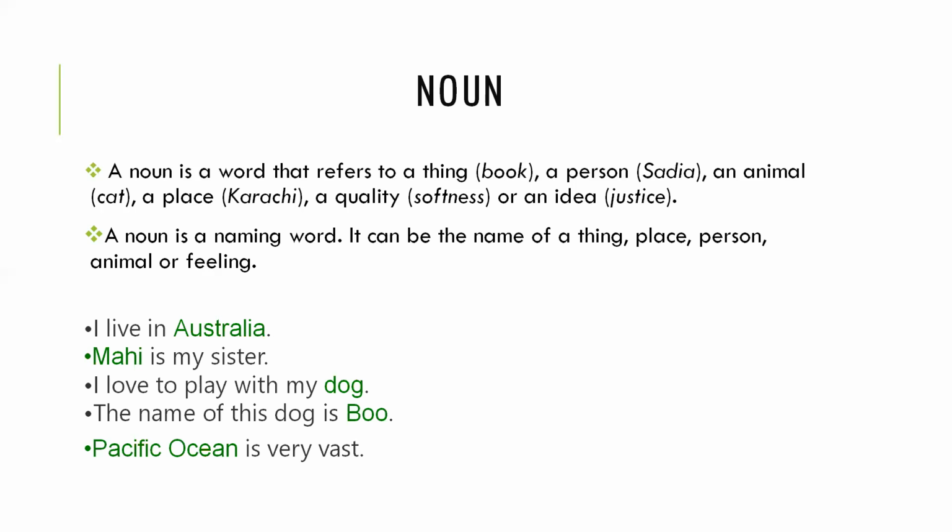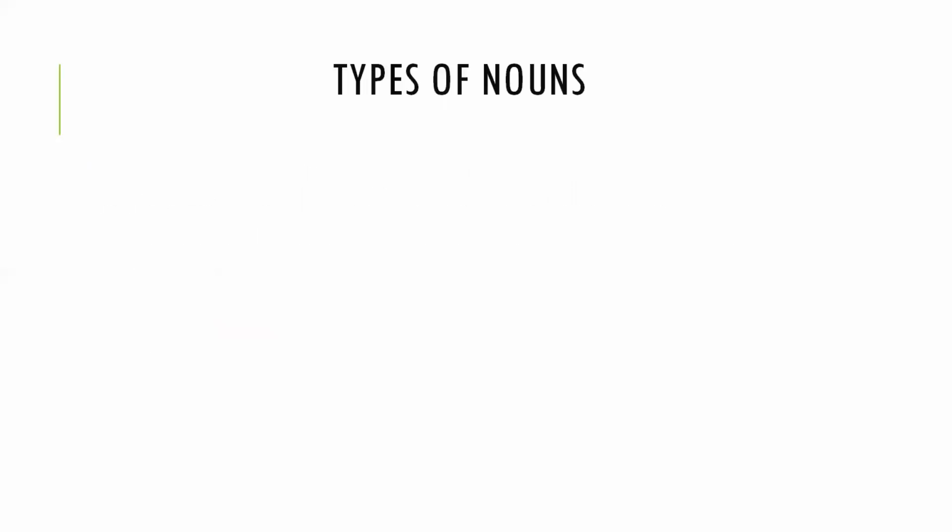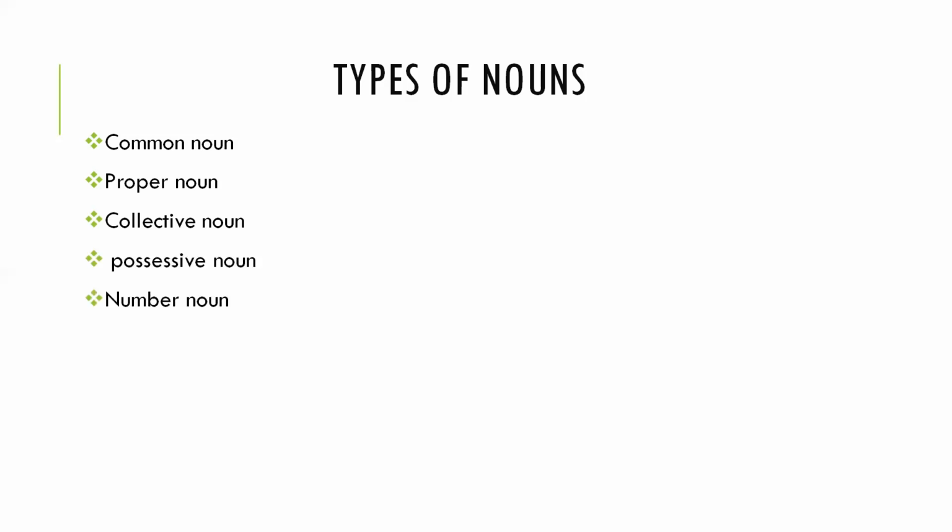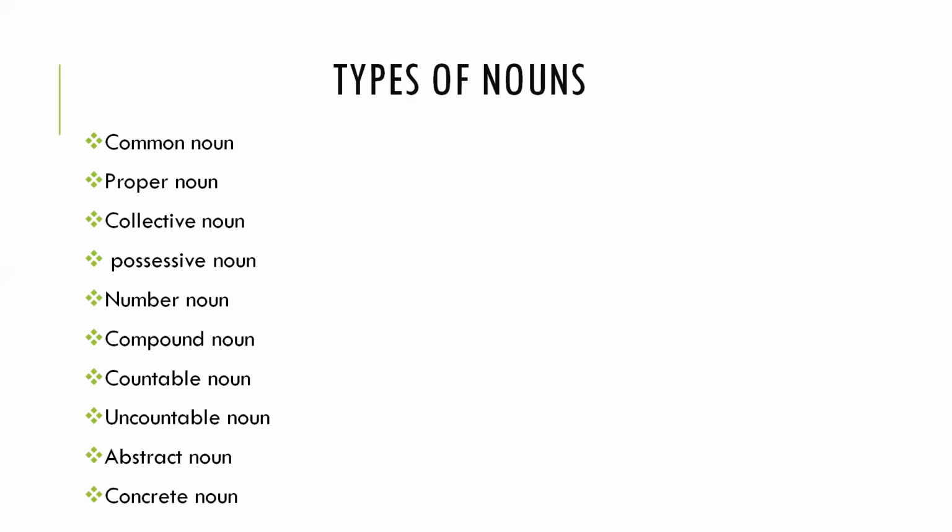The Pacific Ocean is very vast. The Pacific Ocean also comes in place. Then, moving towards the types of nouns. We all know a few nouns, proper noun, common noun, abstract noun, but here we are going to discuss each and every type of noun. The first type of noun is common noun, then proper noun. They are both related to each other. Then collective noun, possessive noun, number noun, compound noun, countable, uncountable, abstract, and concrete noun.